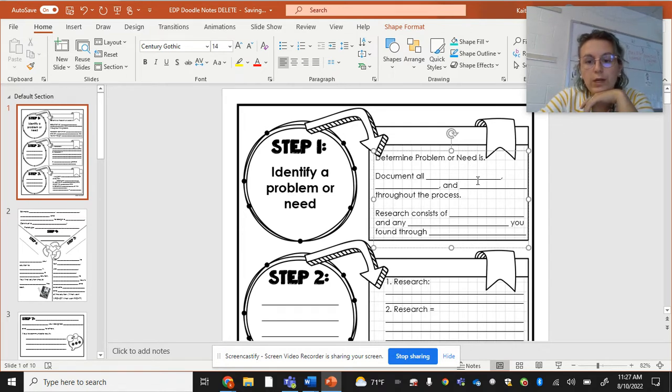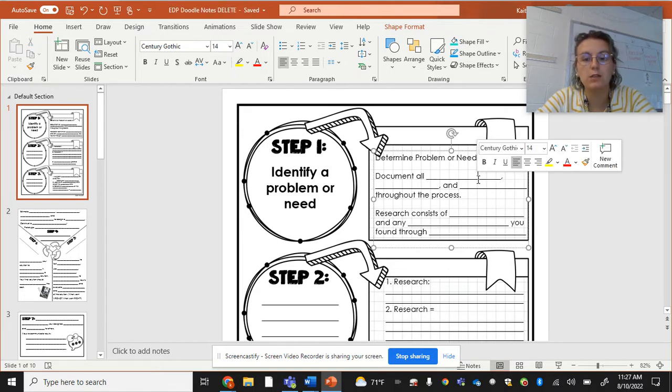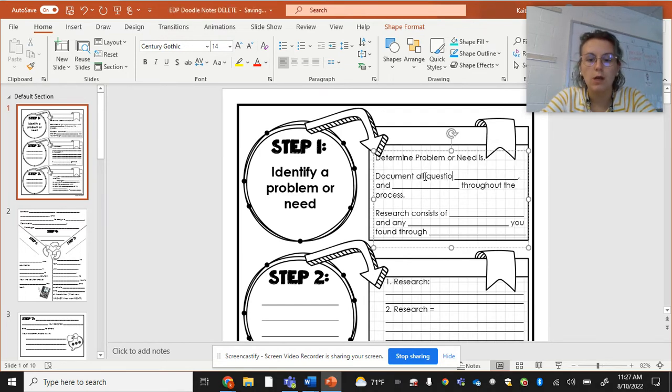Okay. And as you're going through your identification of a problem, you also need to document a couple things. The first things that you need to document are your questions. You should always document all of your questions. The reason why we document our questions is because they are what fuels our research. If I ask you to research what is a goldfish's impact on the environment, you would go into Google and type in what is the impact of a goldfish on the environment.